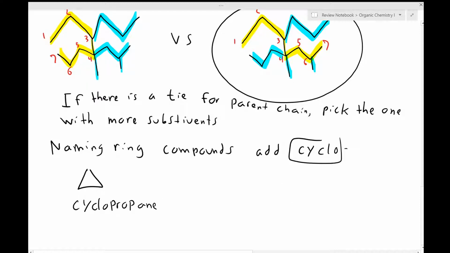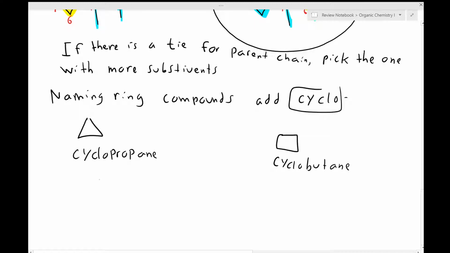If we had 4 carbons, we'd have cyclobutane. I'll try to draw this. Let's draw it out: 1, 2, 3, 4, 5. We have 5, so cyclopentane. Alright, let's keep it going.